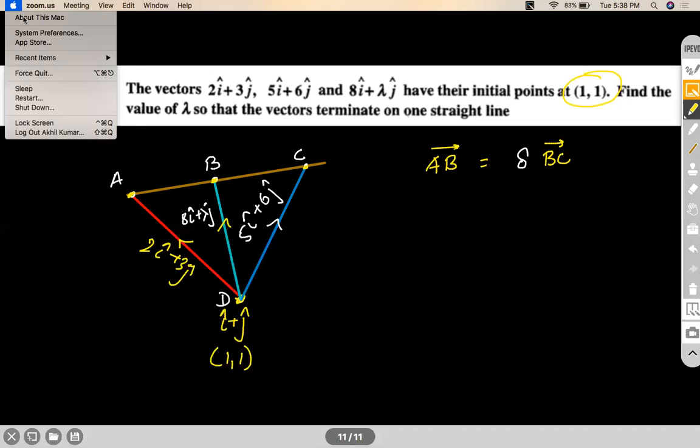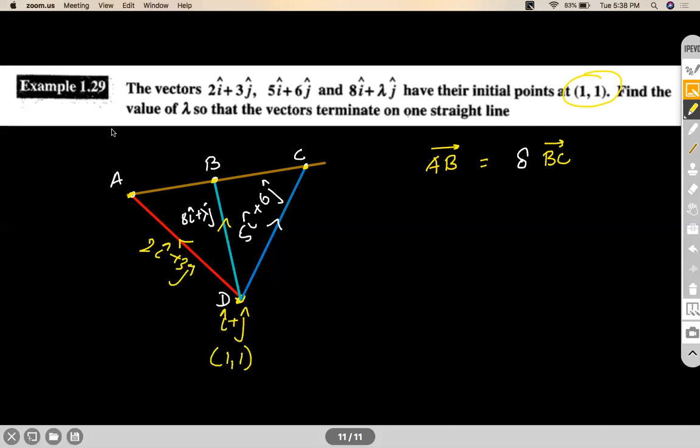See, very simple. What is the AB vector? You can use a lot of things. You can take DB minus DA. And see, if you want to go from A to B, what path can you choose? I can go from A to D and then from D to B. So I can say the AB vector is nothing but minus 2i minus 3j plus 8i plus lambda j. Correct, this is my AB vector.